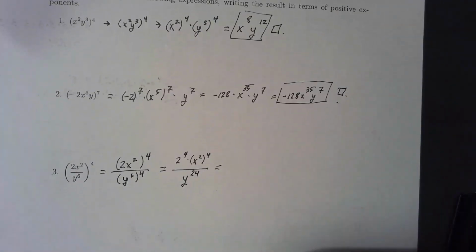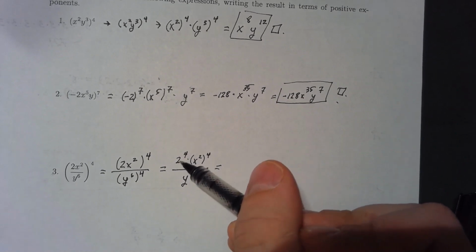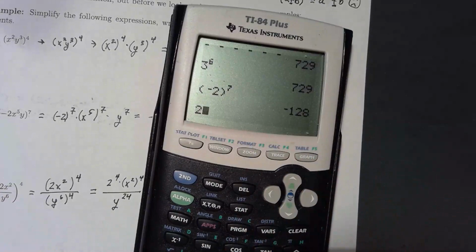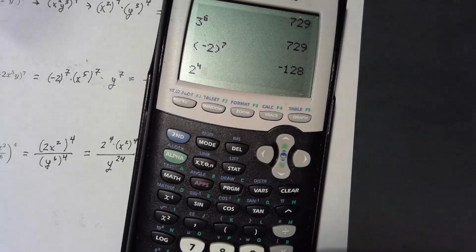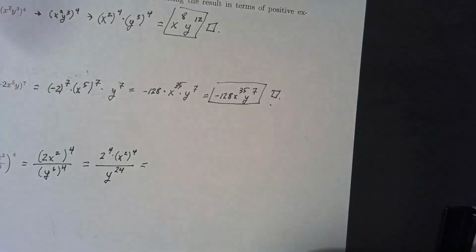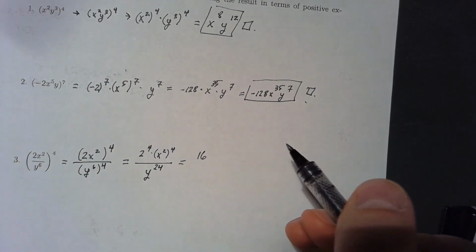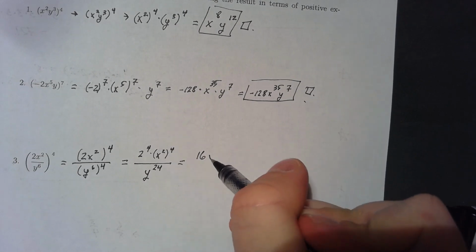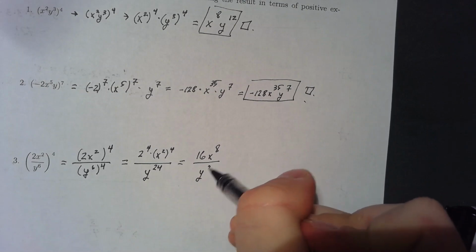Now we just got to simplify the numerator. So again, write numerical bases and numerical powers as a single number. 2 to the 4th, let's use our calculator. But you probably don't need your calculator for this because that's just 2 times 2 times 2 times 2, which is 16. So that's going to be in the numerator of the fraction. And again, this is a power raised to a power, so we could write that as x to the 8th power all over y to the 24th.